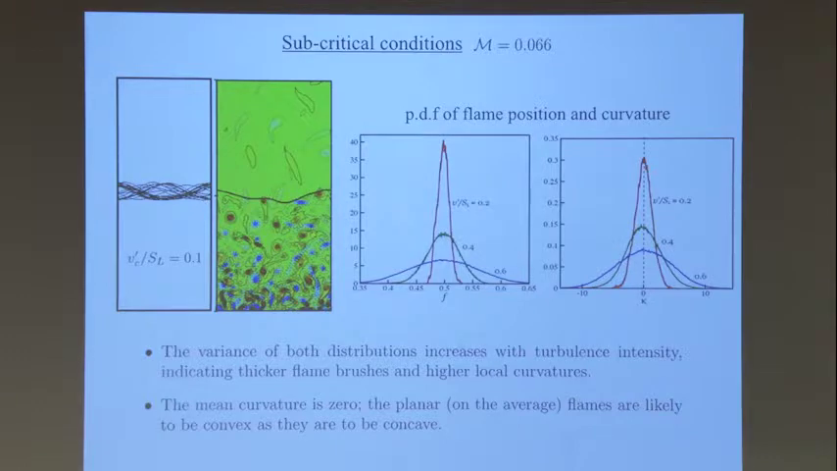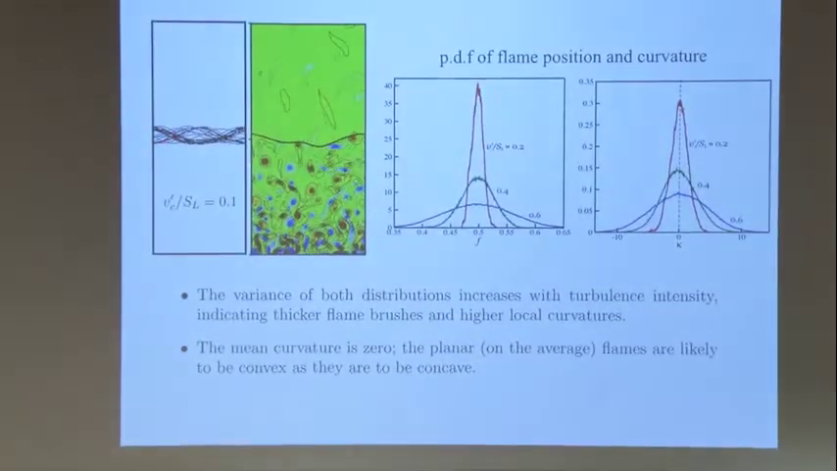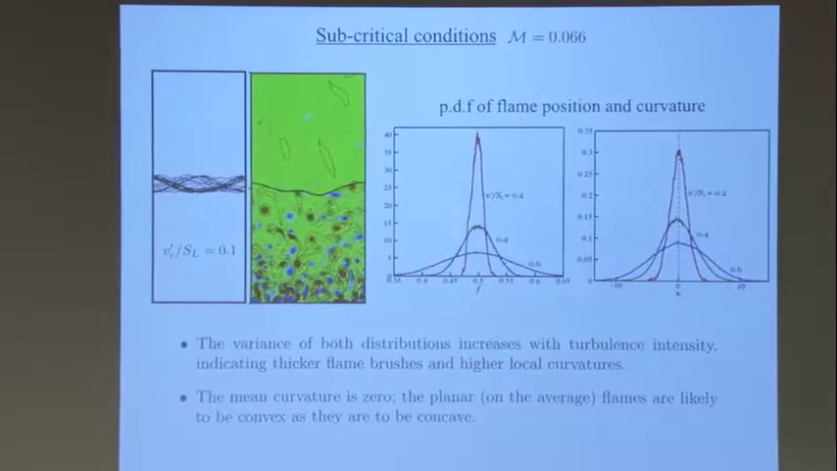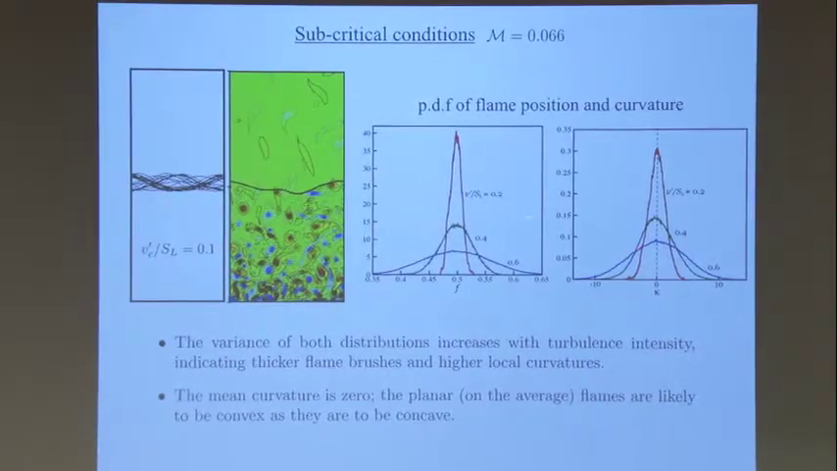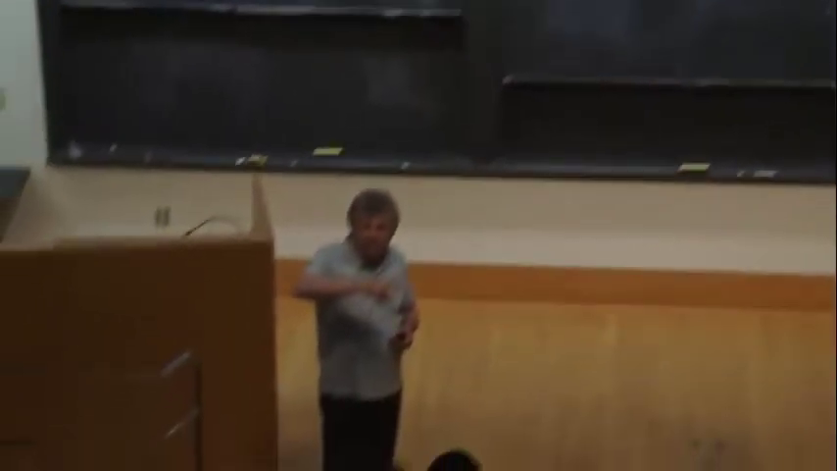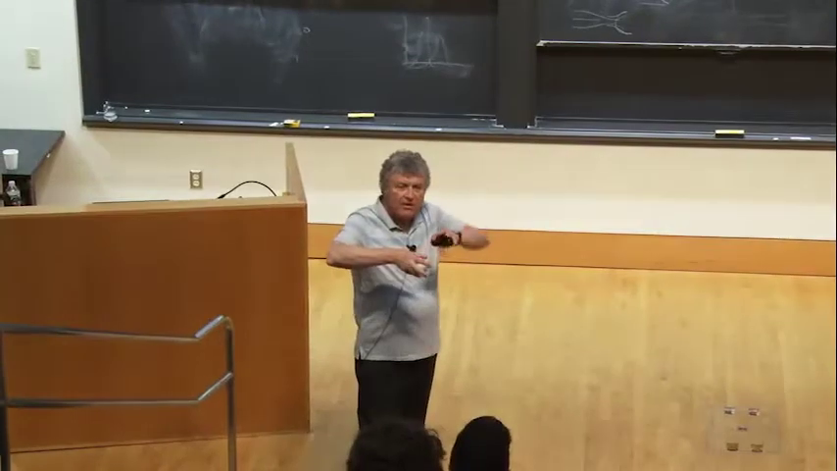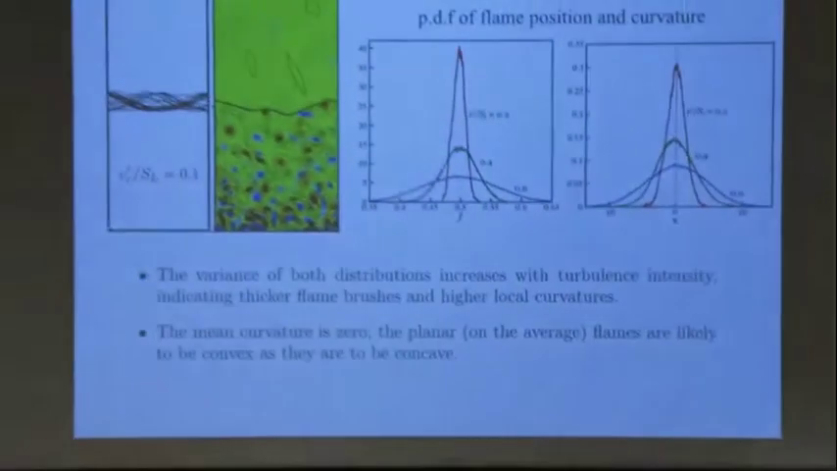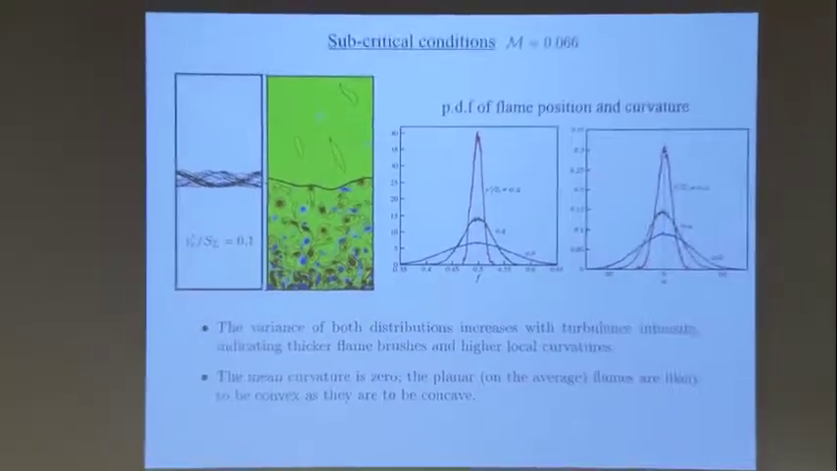Now if we look at the statistics, because PDFs very often tell us more about the nature of the flame, you see that in this case the PDFs are very symmetric, both the position and curvature. It means that the turbulent flame has the same tendency to have a positive as to have a negative curvature. And so it means that on the average, with a zero curvature, it is nearly flat.